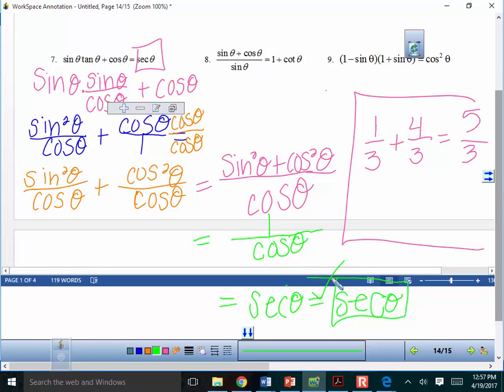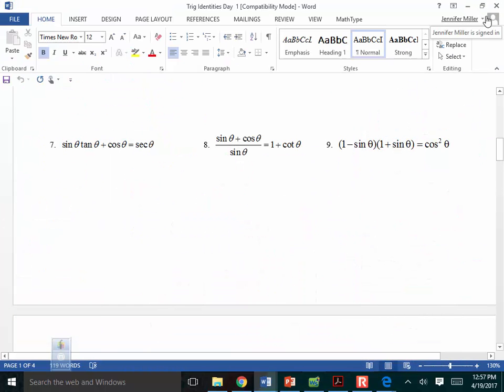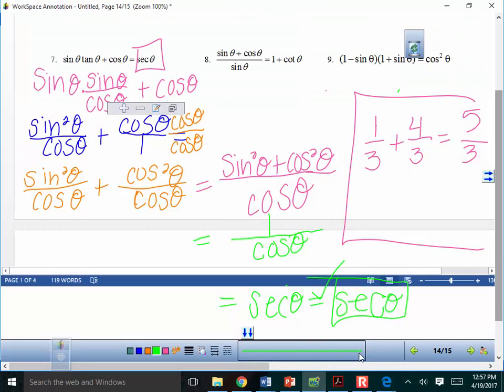Okay, let's continue. So let's look at number 8. All right, number 8 is so much easier than you think. And let me go back to number 9 to show you why. All right, so you see number 9? When we ended up here, what we did on number 9 is we put these, number 7. On number 7, we had 2 separate things, and we put them together to make one fraction, right?